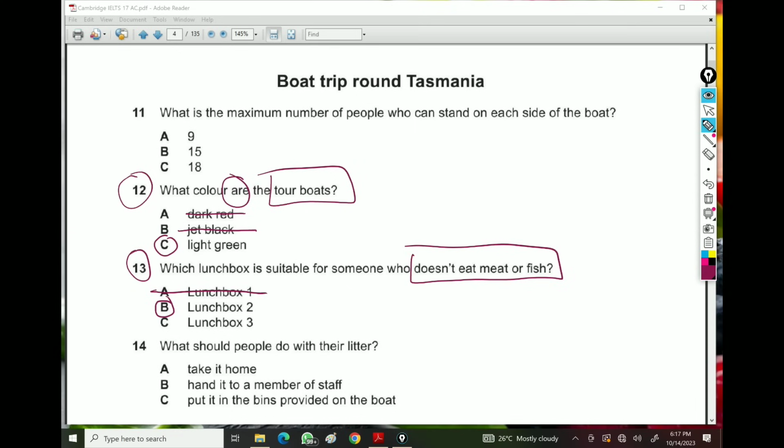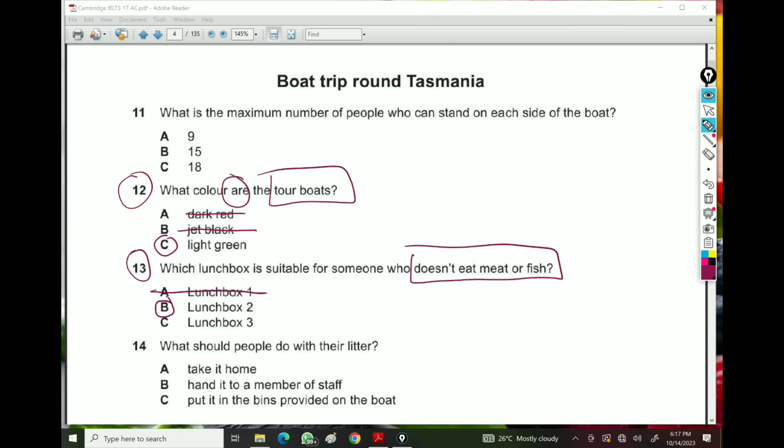And now listen for lunchbox C. Lunchbox 3 is salad based. Many students think, salad based, doesn't eat meat or fish, yahoo! Okay, no, now listen on. Lunchbox 3 is salad based and also contains eggs and tuna.